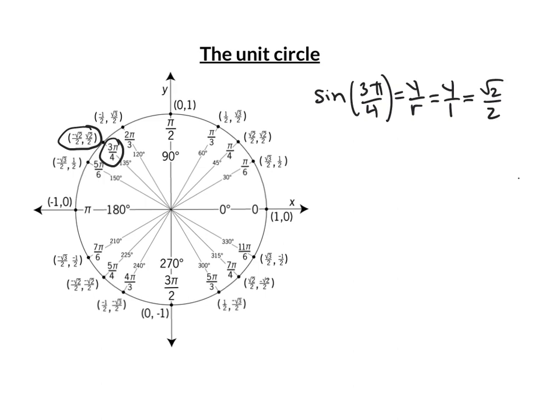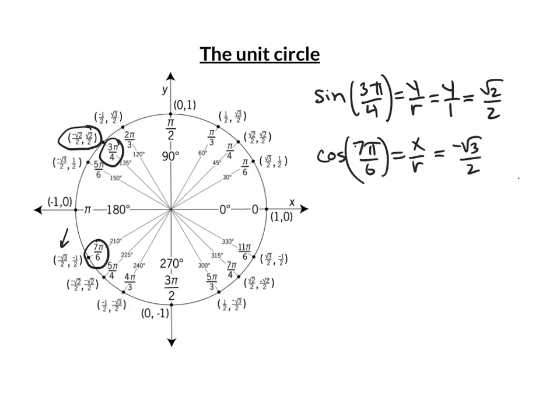If I asked you for the cosine of 7 pi over 6 radians, I'll go right here to 7 pi over 6. And cosine is x over r. And again, r is 1. So let's go find the x here. It's negative root 3 over 2.